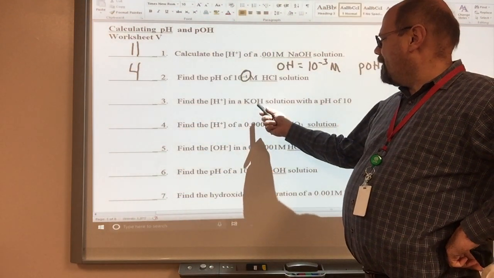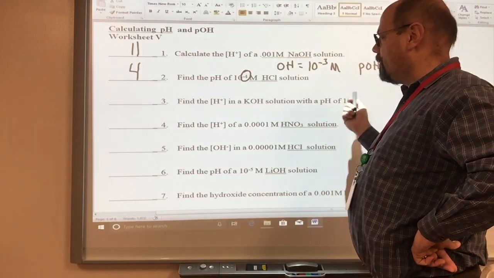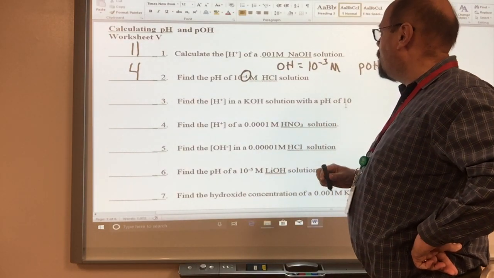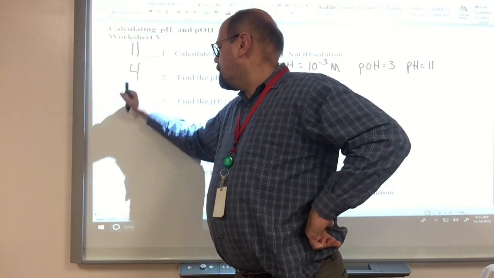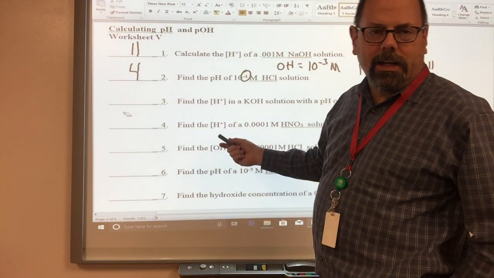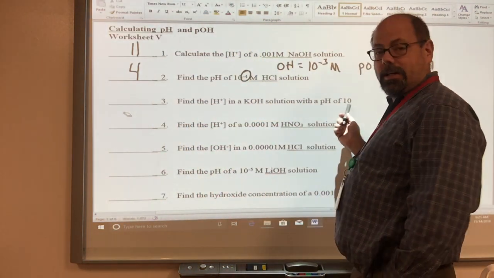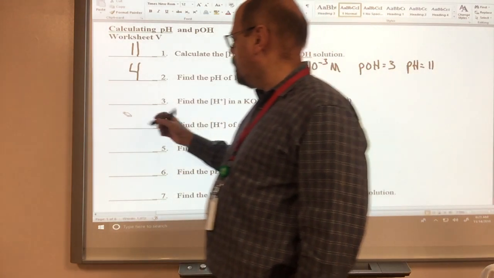I have a potassium hydroxide that's going to have a pH of 10. Now, this is telling you what the pH is, so I don't even have to do the calculation. Right there is the answer, 10. Oh, but it's not asking that. Sorry. Let me erase those. It's saying what's the hydrogen molarity, the concentration. This is the power on 10. It's the negative 10. 10 to the minus 10 is the molarity.